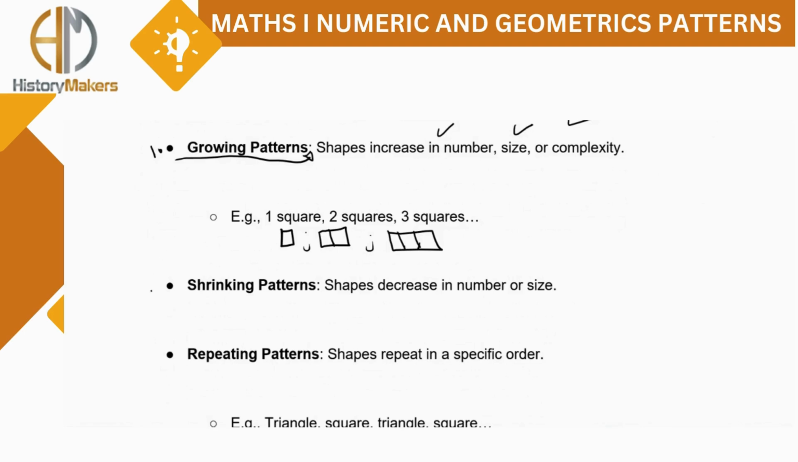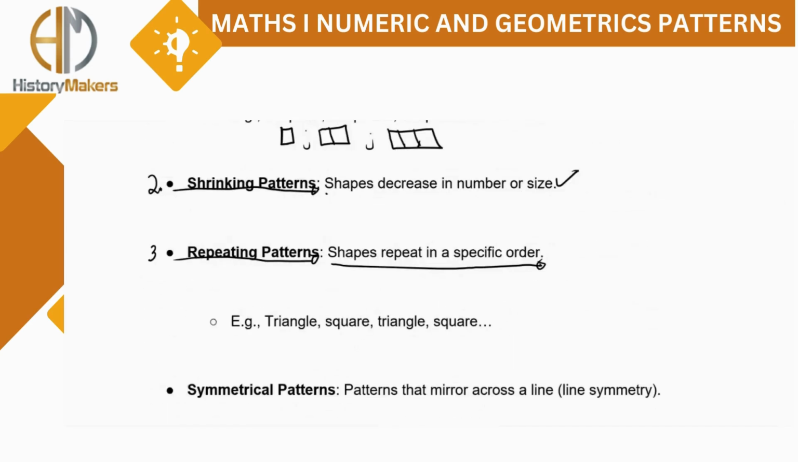Number two, the second type of a geometric pattern is called a shrinking pattern. So this shape decreases in number or size. Number three, we have what we call a repeating pattern. These are the shapes that repeat in a specific order. So for an example, we could have a triangle, a square, triangle again, and then a square again. This will all make sense when we do more examples.